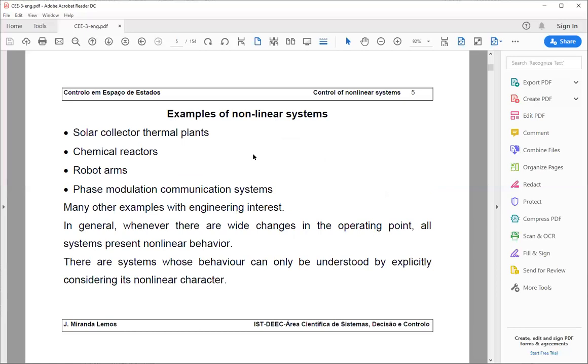To start the course, I will provide some examples of nonlinear systems. These examples were selected because they illustrate a number of interesting features, but we could also give many other examples. So the examples that we are going to see are solar collector thermal plants, chemical reactors, robot arms, and phase modulation communication systems.